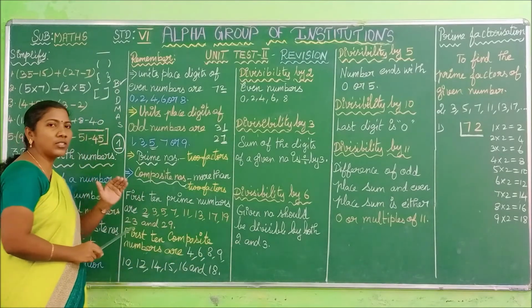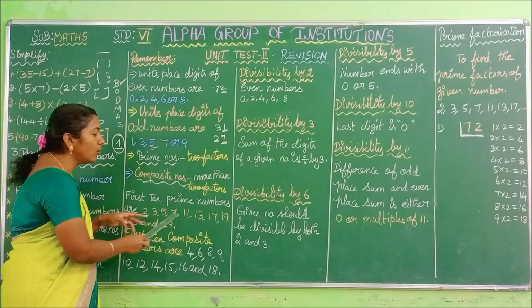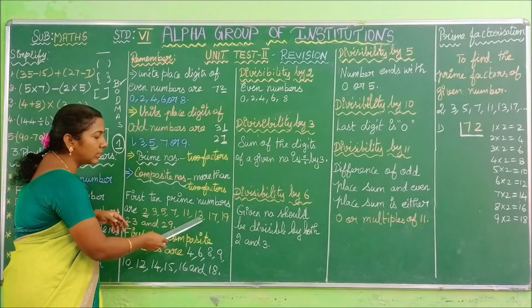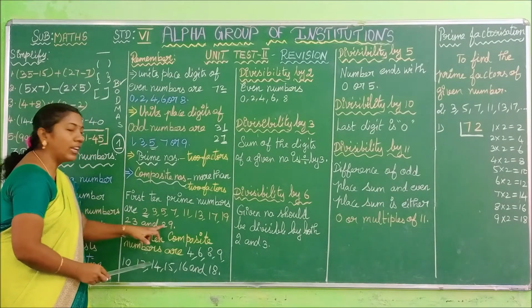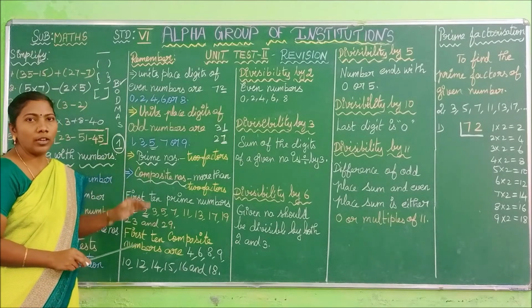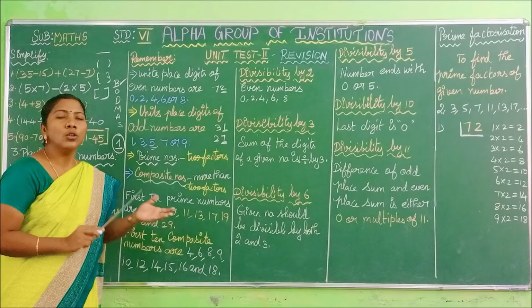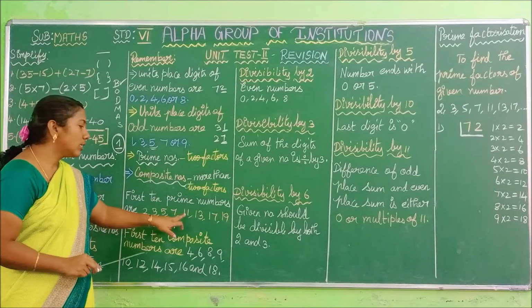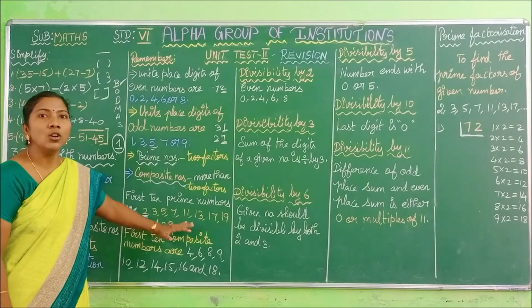So what are the first 10 prime numbers? See here. 2, 3, 5, 7, 11, 13, 17, 19, 23 and 29. You have to always keep these things in your mind. Okay, you have to memorize these numbers always. What are the first 10 prime numbers? 2, 3, 5, 7, 11, 13, 17, 19, 23 and 29.